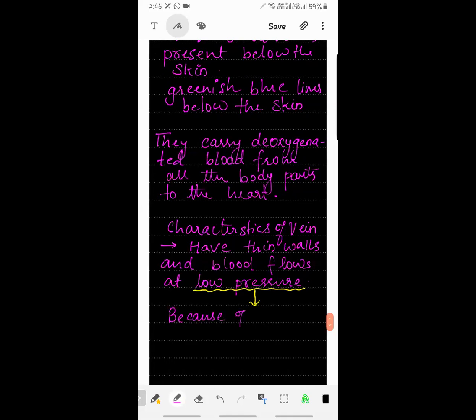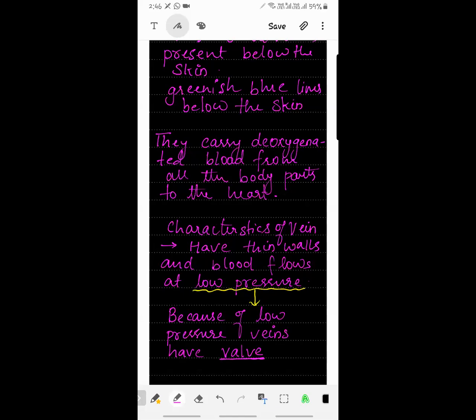Because of low pressure, veins have valves. Now what is the use of a valve?